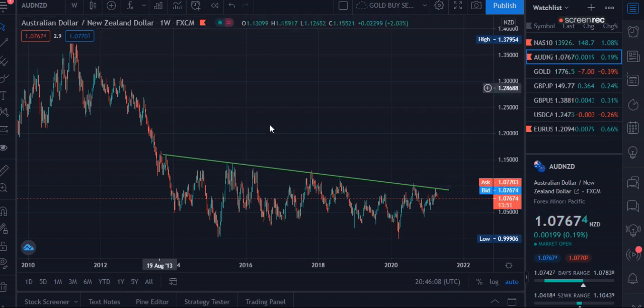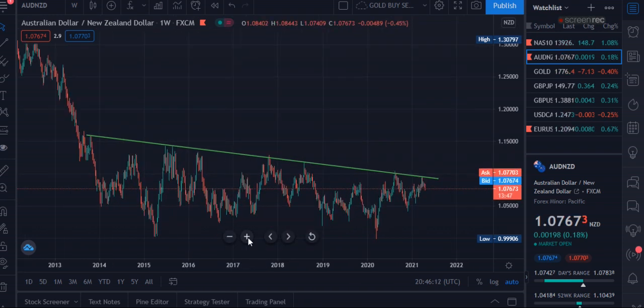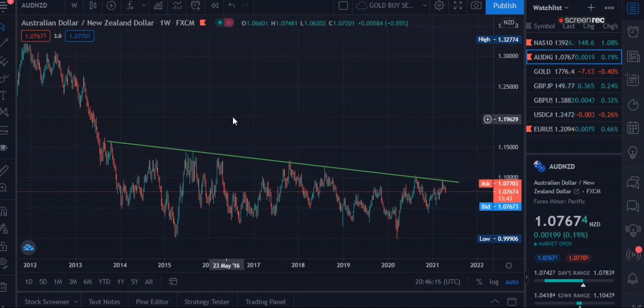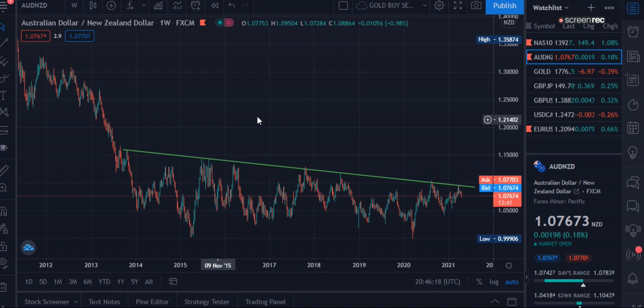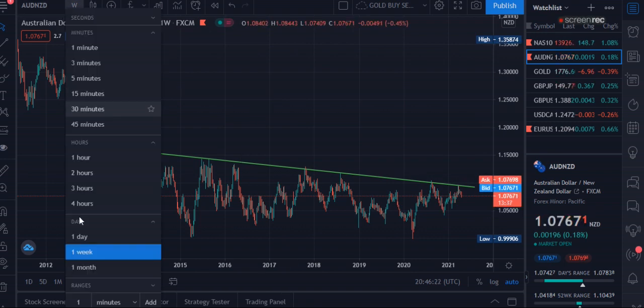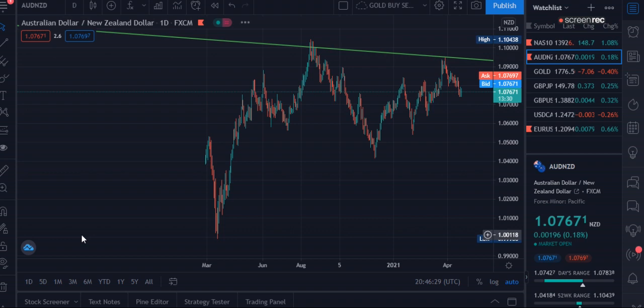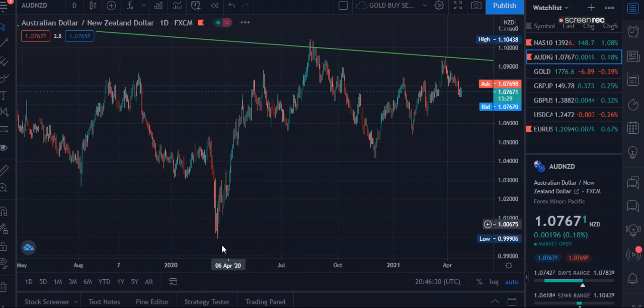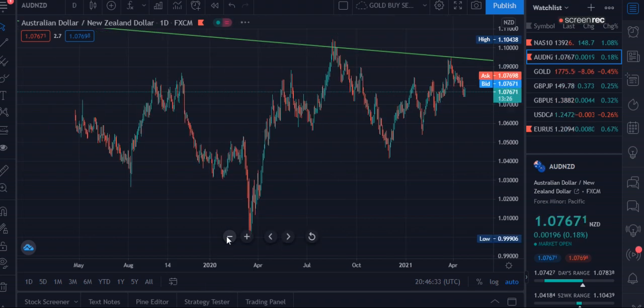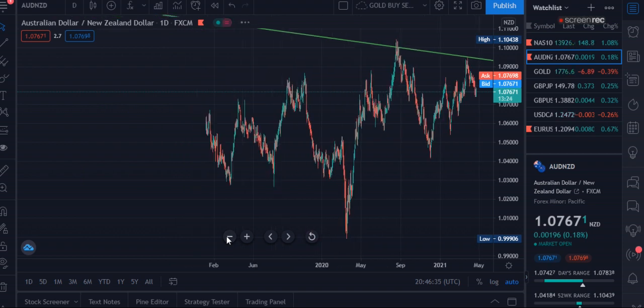Remember, I'm looking at this chart on the weekly time frame, so it might look a little bit smaller because I've not really zoomed in nicely. So let's go to the daily chart and see what is happening on the daily chart. Yes, we're on the daily chart now. Let's zoom out a little bit to get a bigger picture of what is happening on the daily.